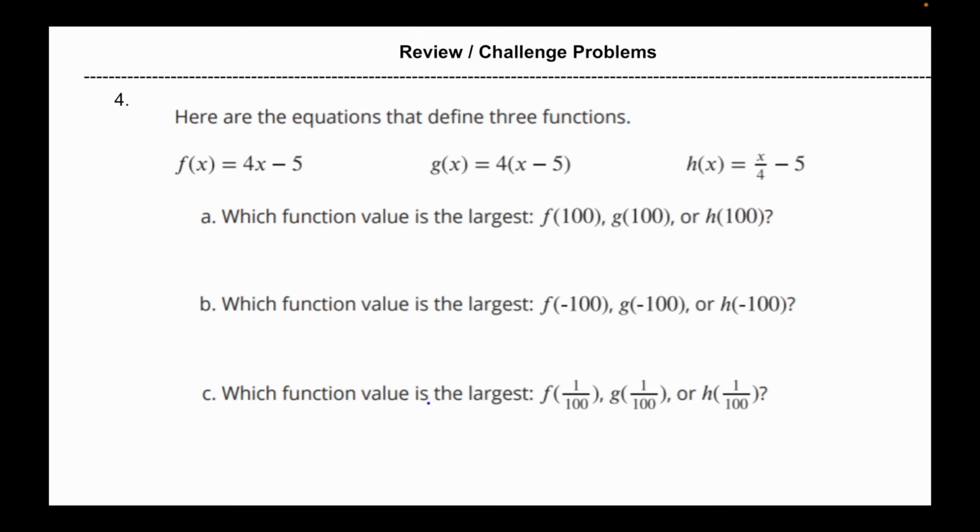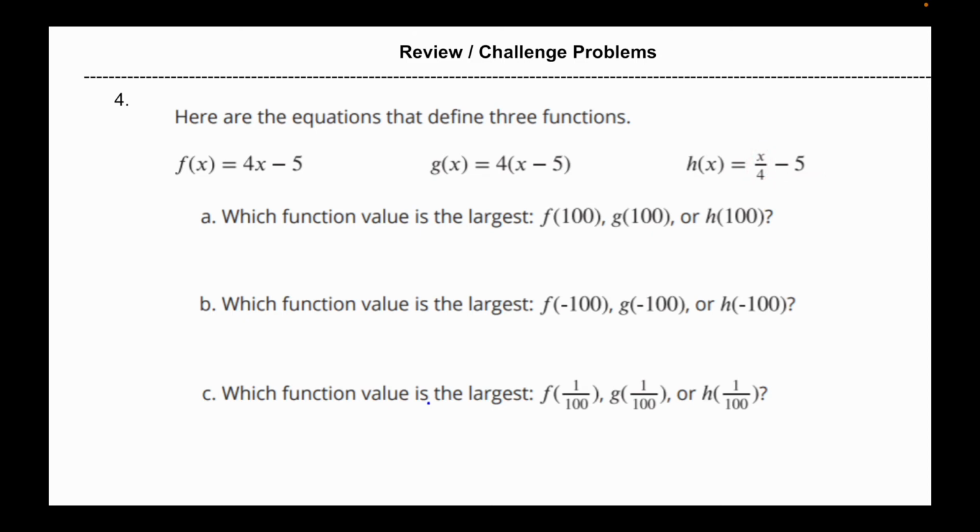So f of x equals 4x minus 5. So we're taking our input, multiplying it by 4, and then subtracting 5. For g of x, we're doing things in a little different order. We're actually subtracting 5 from our input value and then multiplying that amount by 4. And then for h of x, we're actually dividing our amount by 4 and then subtracting 5 from that.